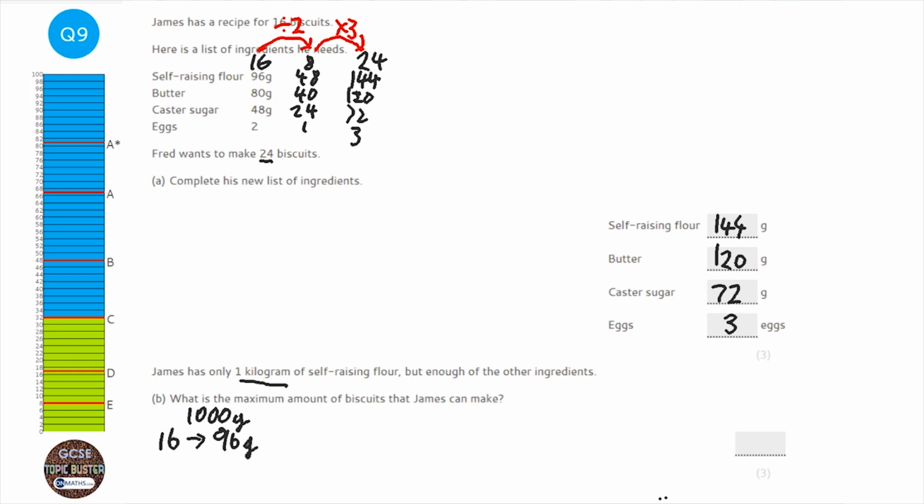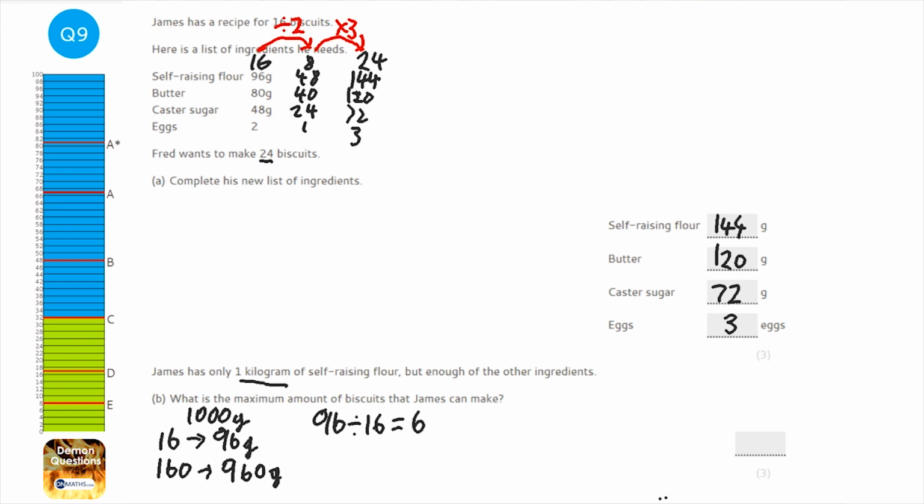So therefore for 160 we will need 960 grams, so just times them by 10. Okay, so we've got 40 grams left. Now the problem with this is we need probably to work out how much 1 is worth. So with the 96 making 16, I want to do how many 16s there are in 96. So first 96 divided by 16.